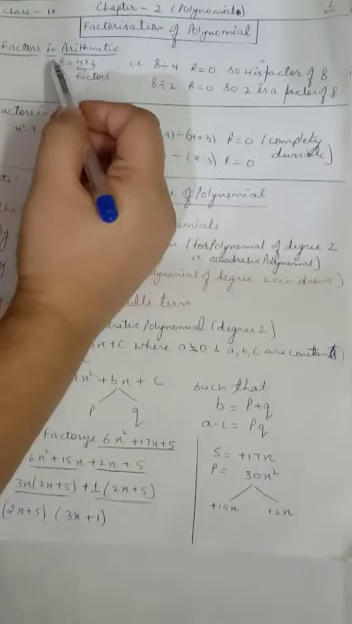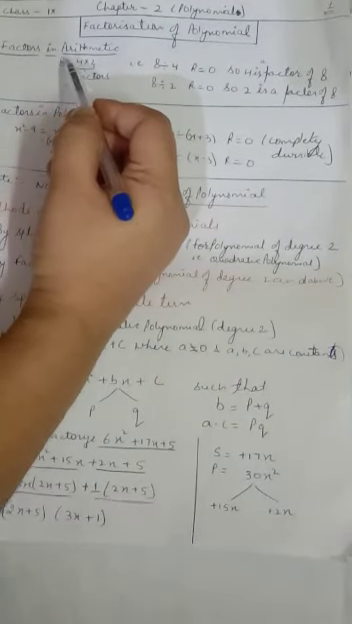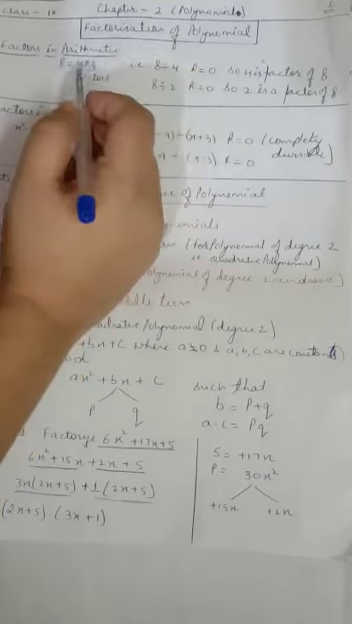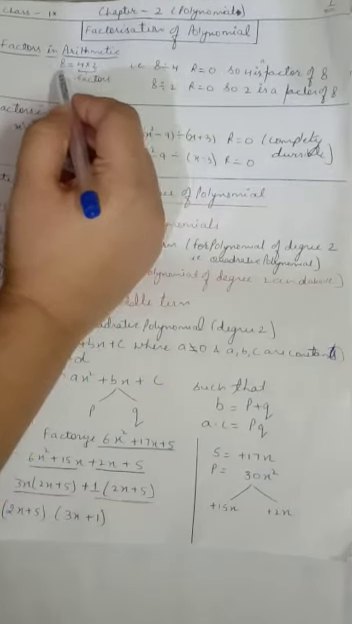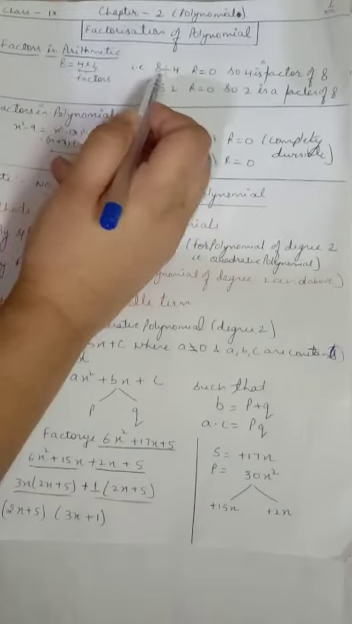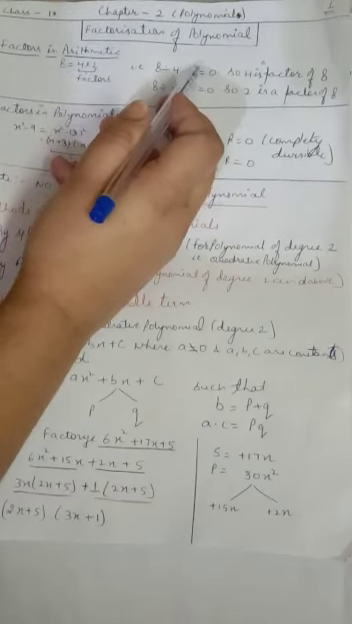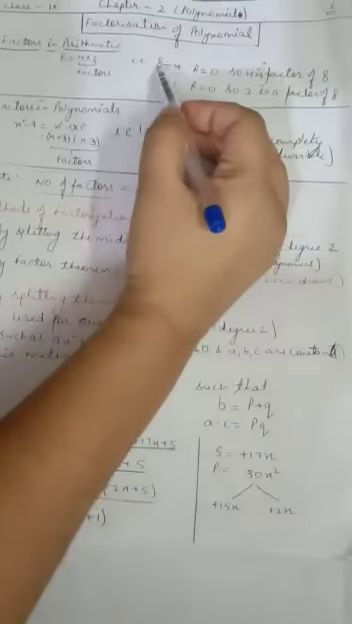Basically, if I need to do factors of 8 in mathematics, I can say that 4 into 2 are factors of 8. That means if I divide 8 by 4, the remainder is going to come 0. 8 divides 4 completely. So I can say that 4 is a factor of 8.